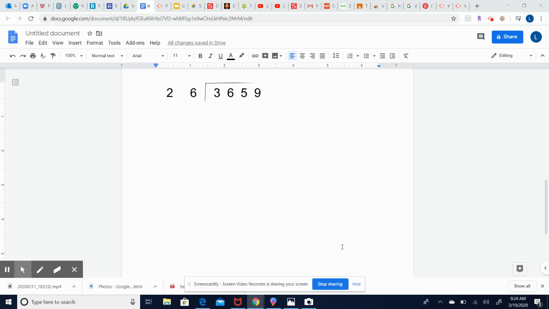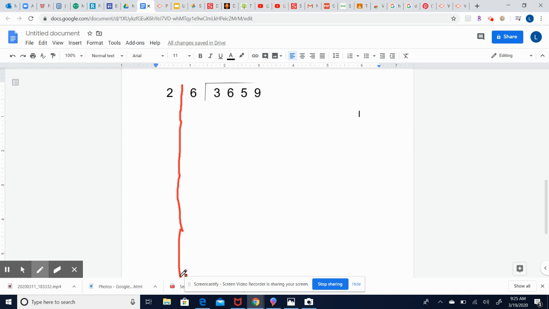Okay, so in the last video, we went ahead and did a single digit division problem. So now we're going to look at this double digit divisor. And so the first thing that we're going to do is the same thing we did last time, which is go ahead and write our multiples.